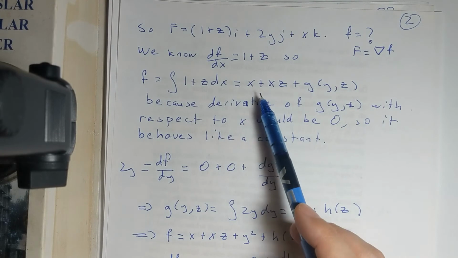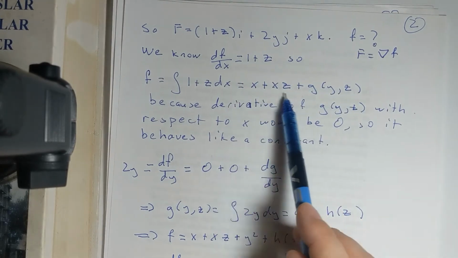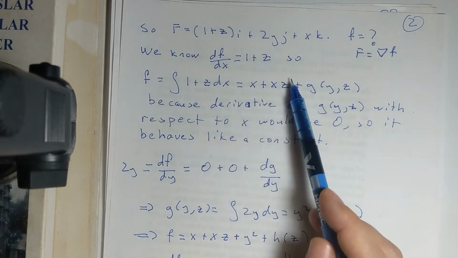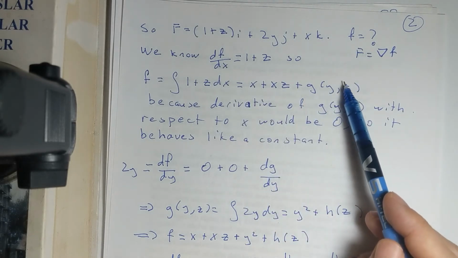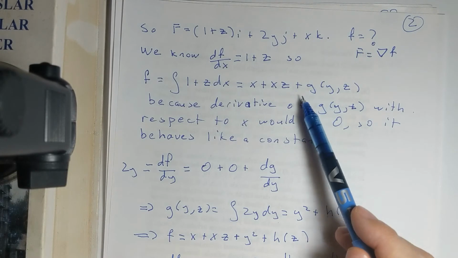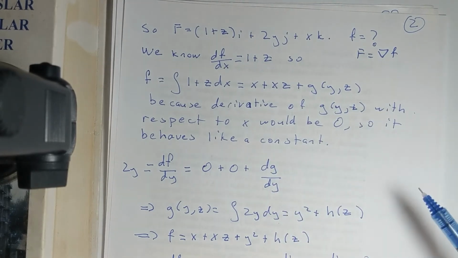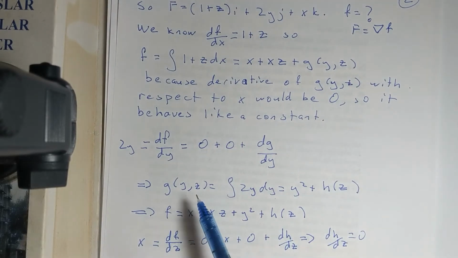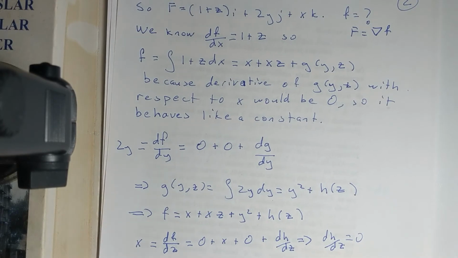Great. Now, because we know f is equal to this guy, let's take the derivative with respect to y. We get this guy is 0. This guy is 0. So whatever this guy is, 2y has to be equal to the derivative of g with respect to y. That's the only term that's left. So from here, I'm going to get g of y, z is going to be just the integral of 2y dy. So it's going to be y squared. That's what I get from the integral of 2y, 2y squared over 2, which is y squared, plus a constant.